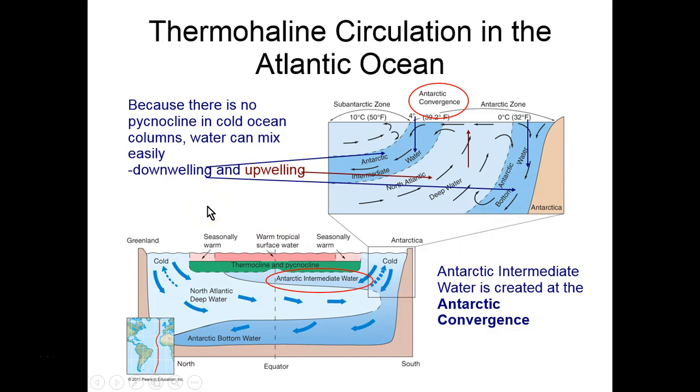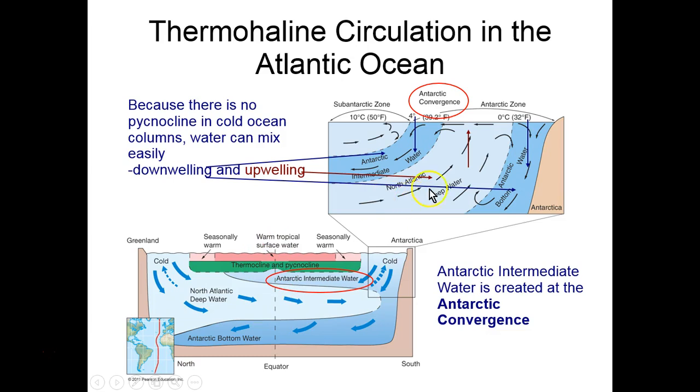Okay, so because there's no pycnocline in cold ocean columns, the water can mix very easily. And when we say mix, we're talking about deep water and surface water. Those waters can move. At the equator, the water's not going to move. The water that's down deep is going to stay down deep, and the water that's at the surface is going to stay at the surface. You're not going to see a whole lot of mixing here.